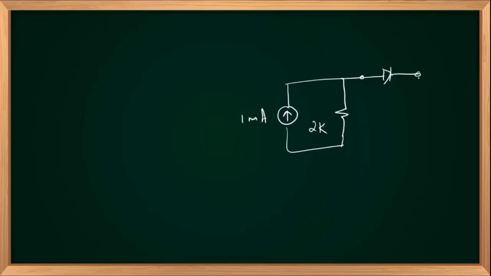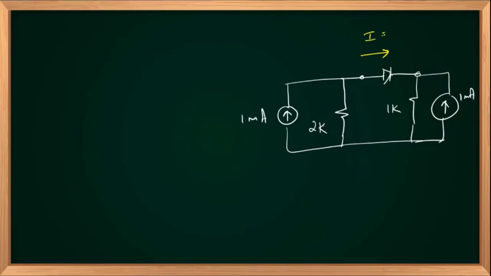answer. You are asked to identify the current flowing through the ideal diode. This is a 1 milliampere current source shunted by a 2 kilo ohm resistance, and the diode is placed here. On the other side of the circuit, you have a 1K resistance connected like this, and you have a 1 milliampere current source there. You are asked to identify the value of current I flowing through the diode in the given direction.